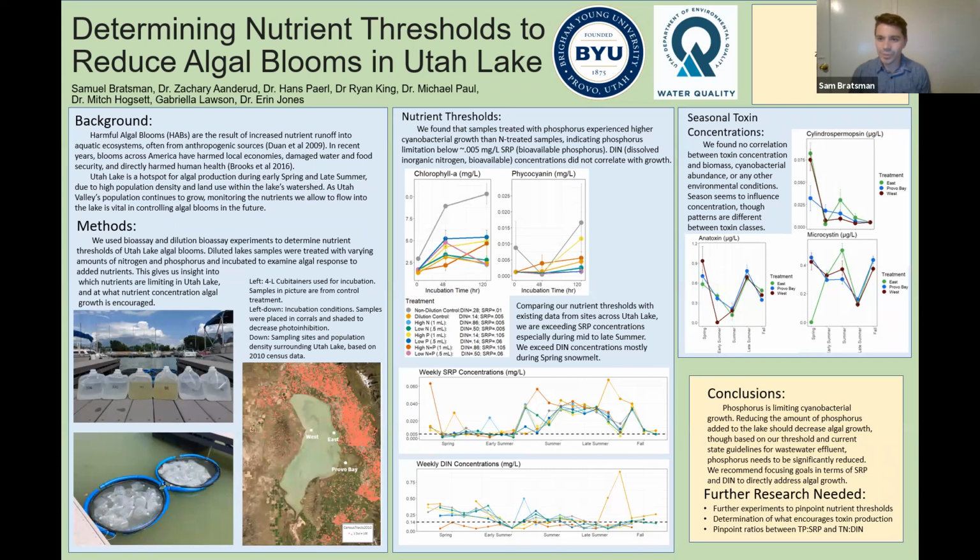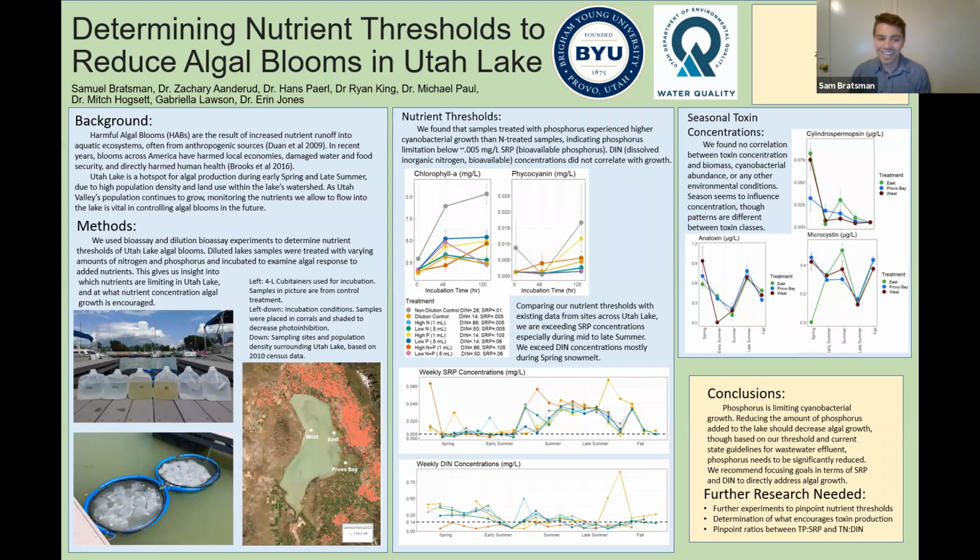So in our research, we had a lot of different questions. One of the main questions that we wanted to answer, though, is at what concentration or at what thresholds algal blooms are reduced. So basically, at what concentrations of nitrogen and phosphorus are we going to see a lot less algal growth and therefore less of these really harmful algal blooms.